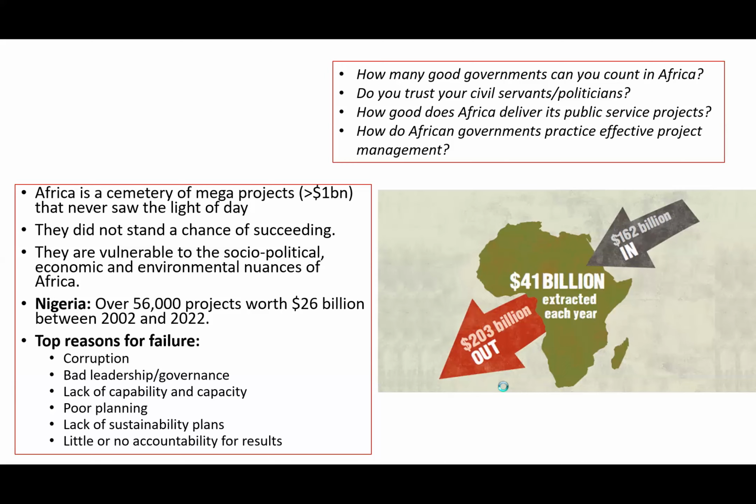How many good governments can you count in Africa today? Do you even trust your civil servants and politicians? How are we delivering in our public service projects? And so on. So you see a huge continent with so many resources. 162 billion coming in every year, 203 billion going out.